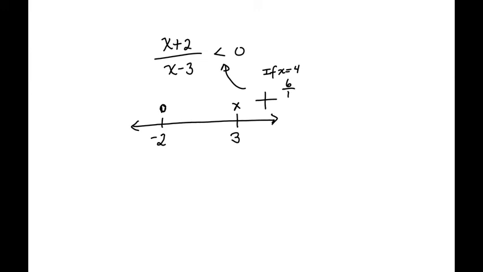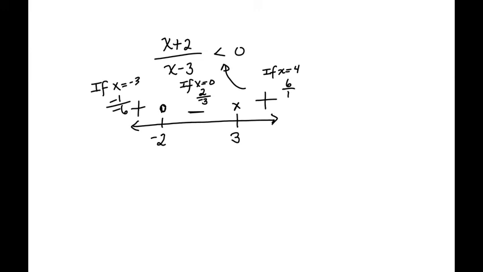Then I'll try a number between -2 and 3. Any number, I'll try 0. If x is 0, we get 2/3. That's a negative number. That's what we want. And if I try a number to the left of -2 or less than -2, let's say if x equals -3, I would have -1/6. 2 negatives, that makes a positive. So I only wanted numbers that make the fraction negative.